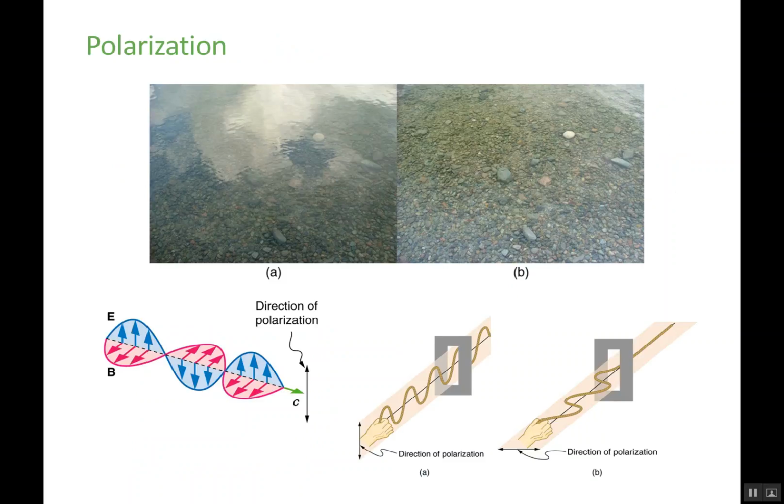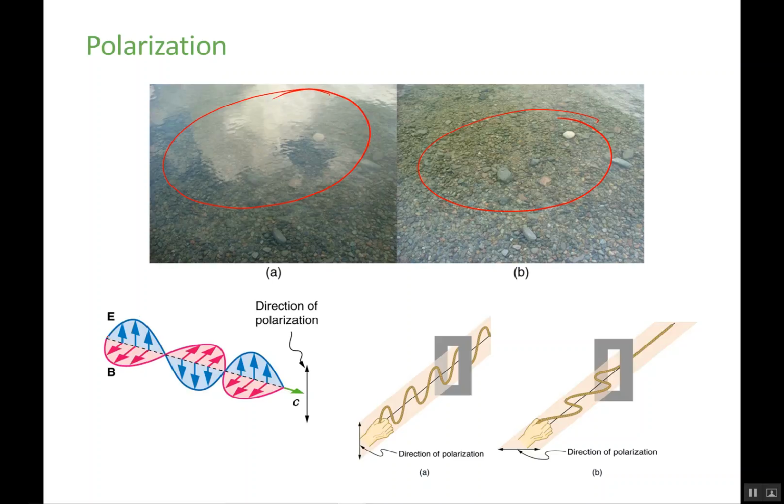Do you own a pair of polarized sunglasses? Perhaps they're fishing sunglasses, and when you wear them, you notice that the glare on the surface of a lake is significantly cut out when you wear these polarized sunglasses. So what the heck is going on? Well, polarization is another consequence of the wave nature of light.